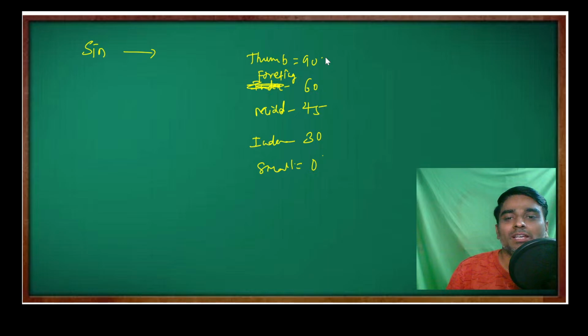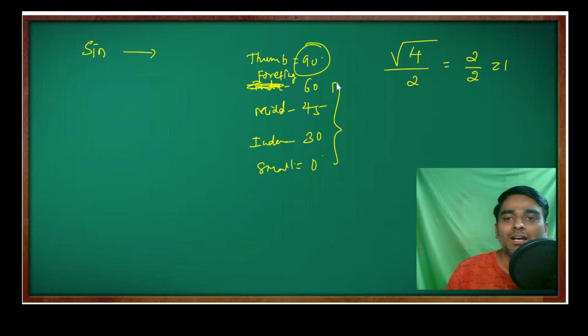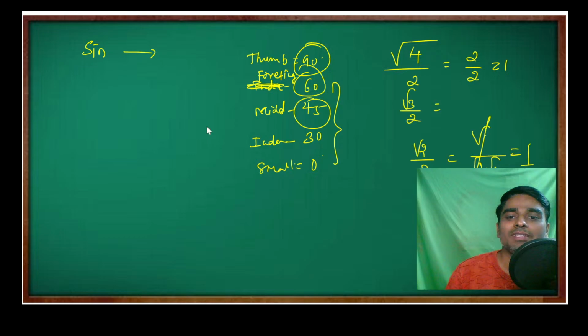So if you consider this, 4 are remaining. Don't forget, under root 4 by 2, that is 2 by 2, 1. If you take this, under root 3 by 2. If you take this, under root 2 by 2, root 2 cancels, 1 by root 2. Then if you take 30, only 1 finger is remaining, 1 by 2. If you take 0, nothing is remaining, 0. Understood?